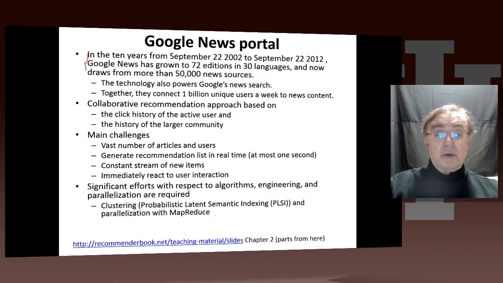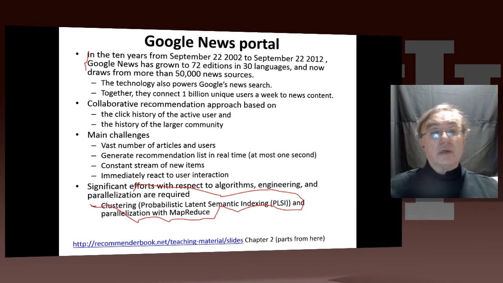There's a whole new area of computer science which corresponds to processing streaming data, because so many of these fields we're looking at have data that just keeps on getting updated, either new items or updates of old items. And you must interact immediately with the user. The user expects that. And as I say, clustering, or what's called probabilistic latent semantic indexing, and this uses technology like MapReduce to actually process it and run a large parallel job to do this.